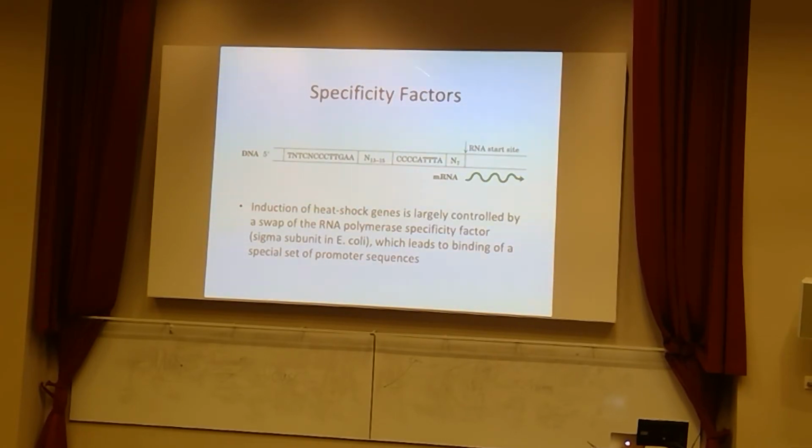Okay, so specificity factors, once again, I just want to remind you that upstream of the RNA start site we have these regions of DNA, and a component of the RNA polymerase machinery, in E. coli we call that the sigma subunit, recognizes those DNA sequences and brings the polymerase to that site to initiate mRNA synthesis. So if we want to all of a sudden express a set of genes in response to some signal, for example, some kind of heat shock, what the cell can do is just swap out the sigma subunit, and then all of a sudden a completely new set of genes that have a different operator region will end up getting expressed.